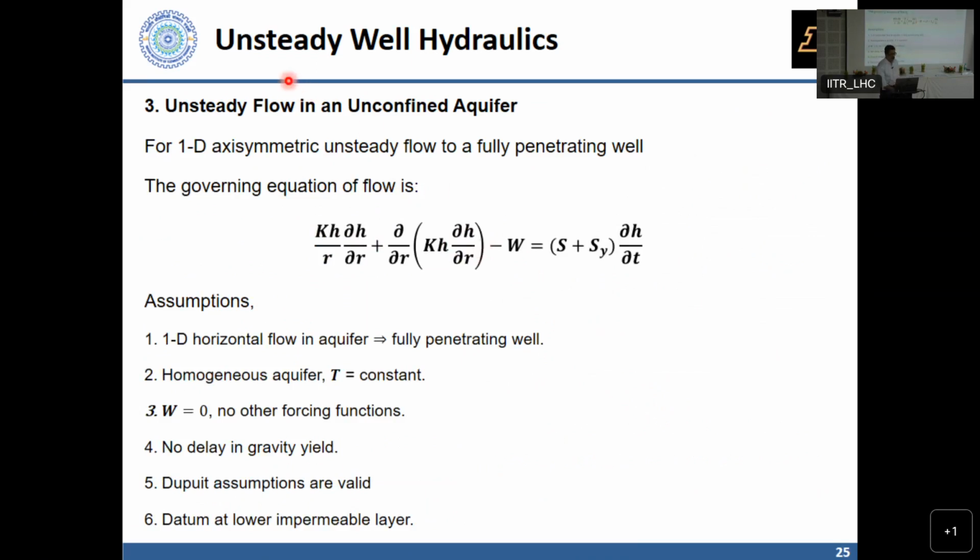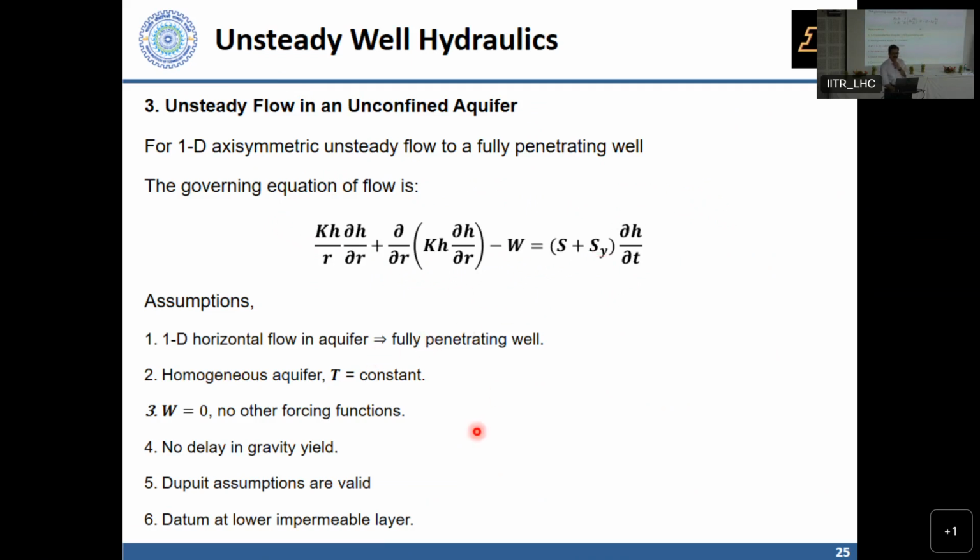Unsteady flow to an unconfined aquifer tends to be a little more complex, even to get, let's say, simplified solutions. So the governing differential equation will look like this. Similar terms, we now have two kinds of storativities to contend with. One is the aquifer storativity, one is the specific yield. S is primarily caused by the compressibility of the aquifer, and S sub y is specific yield.